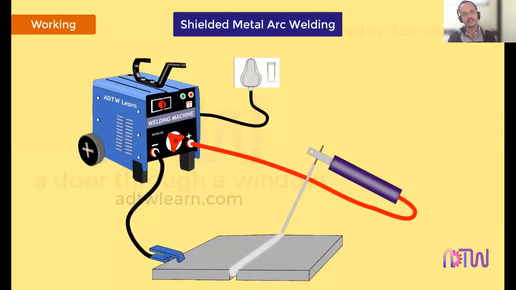So some angle is required to be there. The flux is converted into a shielding mass surrounding the weld pool at the time of welding, protecting it from oxygen and other atmospheric contaminations. Some of the flux gets settled on the weld puddle in the form of slag.